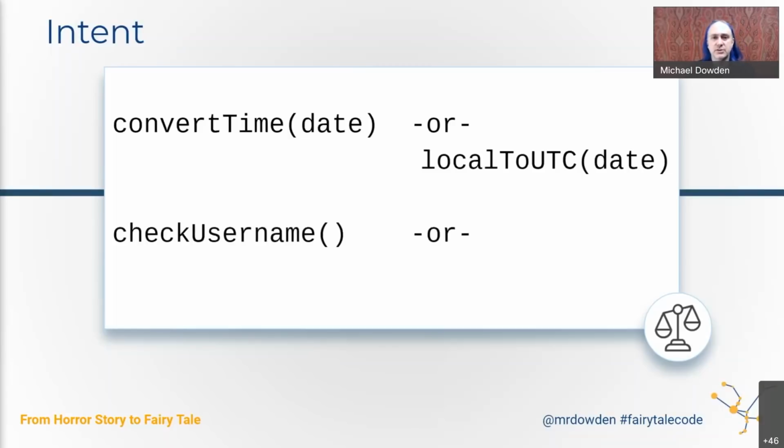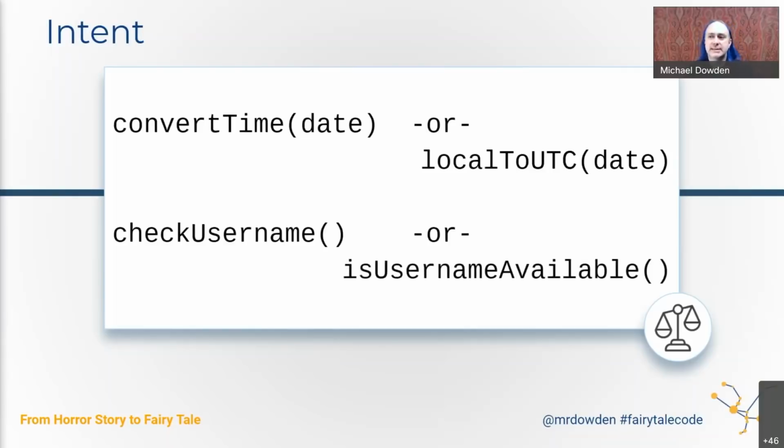Another example, check username. Well, check it for what? Am I checking to see if it's already taken? If I'm checking to see if it's logged in, what am I checking? Is it valid? Am I checking it against the dirty words list? What am I doing with this thing? So if I instead provide that intent in the name, is username available? Now I can read that code and immediately understand why it's being used here and when I might also want to use it.